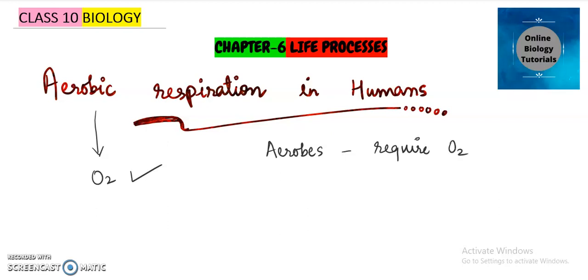Now, why do we require oxygen? Because our mitochondria requires oxygen for ATP production. So, if mitochondria won't get oxygen, there will be no ATP. No ATP means no energy, and no organ system is going to work in your body.